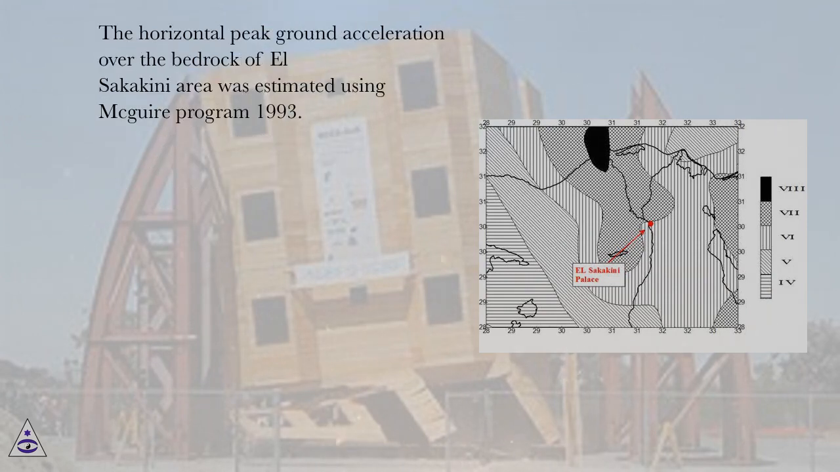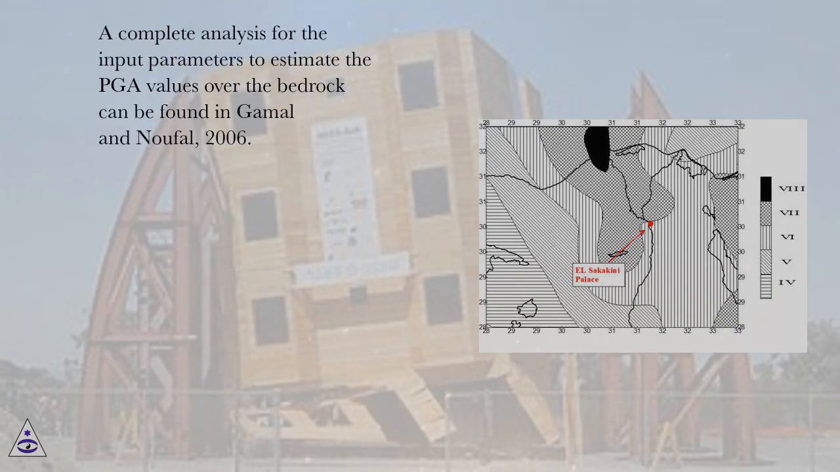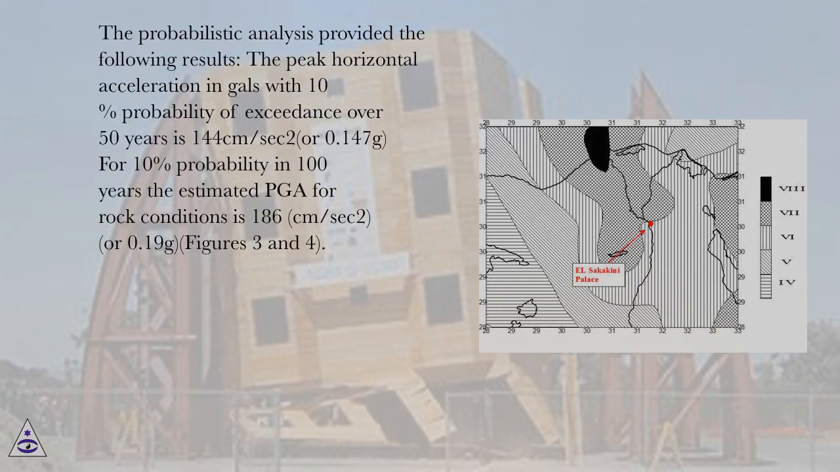The horizontal peak ground acceleration over the bedrock of al-Sakakini area was estimated using the McGuire Program 1993. 37 seismic source zones were used to determine the horizontal PGA over the bedrock, while the PGA attenuation formula of Joyner and Boore, 1981 was used because of its good fitting to real earthquake data in Egypt. A complete analysis of the input parameters to estimate the PGA values over the bedrock can be found in Gamal and Nufel, 2006. The probabilistic analysis provided the following results.